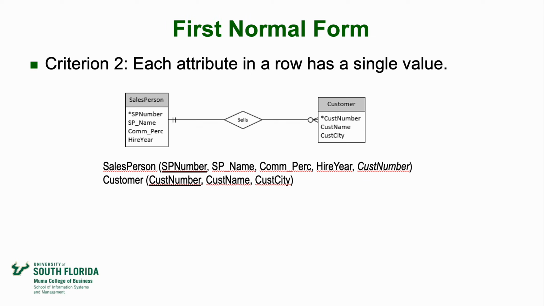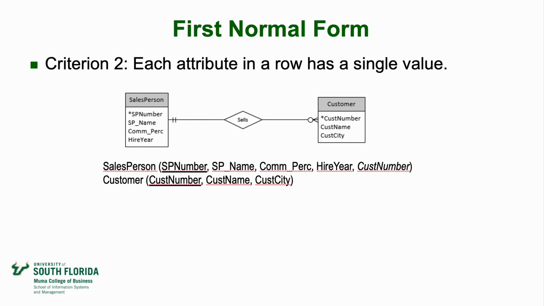The second criterion that a table must meet to be in first normal form is that each attribute in a row must have a single value. The example below shows what happens when we incorrectly map a one-to-many relationship.